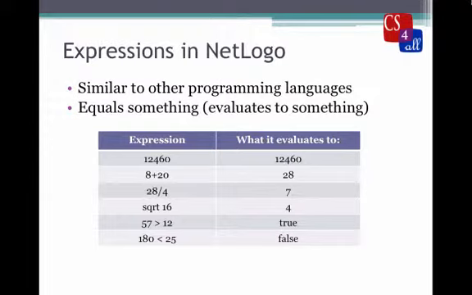Now all of those expressions evaluated to numbers. But you don't have to evaluate to a number. You could evaluate to a Boolean. And a Boolean is just a true or false statement. In the last two expressions, they evaluate to Booleans. The first one is 57 is greater than 12. Well, that's true, so it would evaluate to true. The last expression is 180 is less than 25, and that's false, so it would evaluate to false.